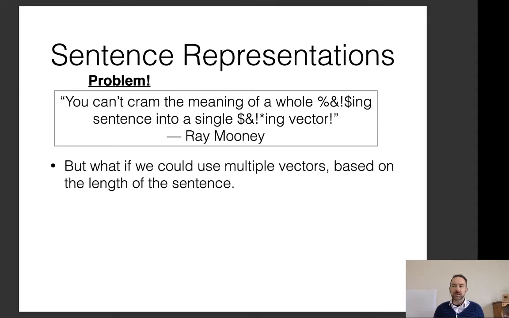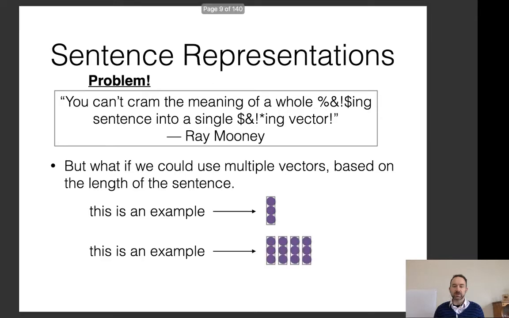And the basic idea behind attention is, what if instead we could use multiple vectors based on the length of the sentence? So instead of trying to go from a single sentence to a single vector, regardless of how long the sentence is, if we have 4 words in our sentence, we would like to essentially give the decoder model or the final prediction model access to each of the words in the sentence itself.